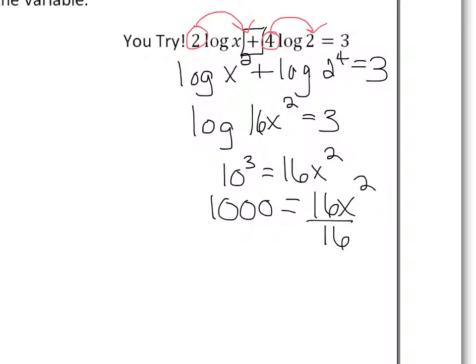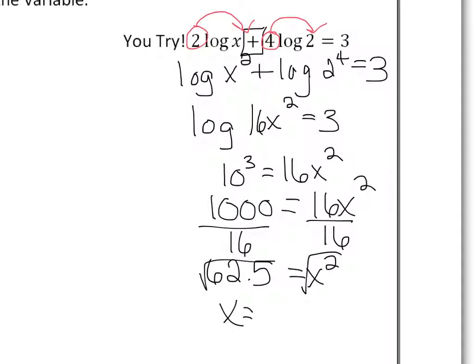Divide both sides by 16. So x squared now equals 62.5. Again, the opposite of squaring something is to take the square root. And that should have given you approximately 7.91.